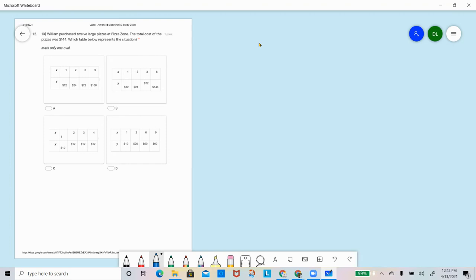It says, William purchased 12 large pizzas at Pizza Zone. Must be having a party. The total cost of the pizza was $144. Ooh, that's a lot of pizza. Which table below represents the situation? Well, again, the easiest thing to do here is to probably figure out the unit cost, right? I have 144 pizzas. I bought 12 of them, right? So how much did each one cost?